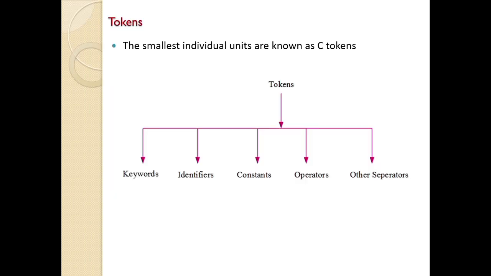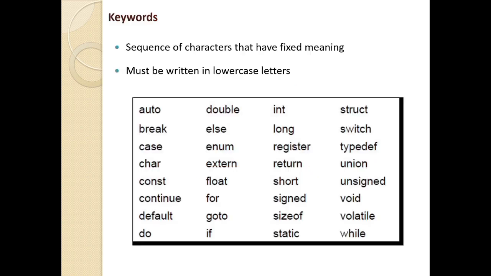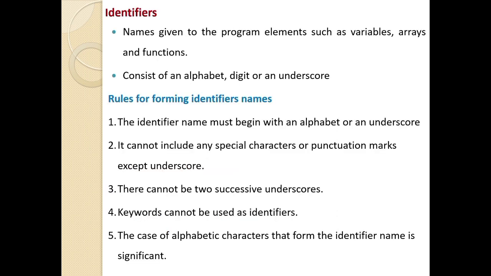Tokens. What are tokens? The smallest individual units in C are known as tokens. Tokens consist of keywords, identifiers, constants, operators, and other separators. Keywords are sequences of characters that have a fixed meaning and must be written in lowercase letters. Examples are auto, double, int, struct, break, else, long, switch, like that. We'll explain each one of these in brief in further videos and in this video also.